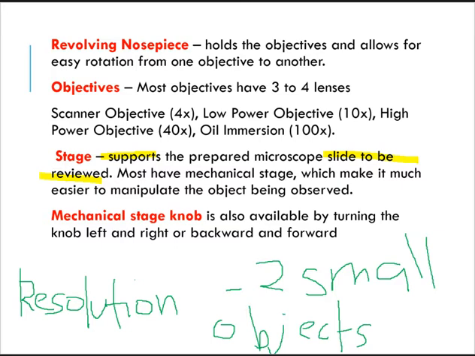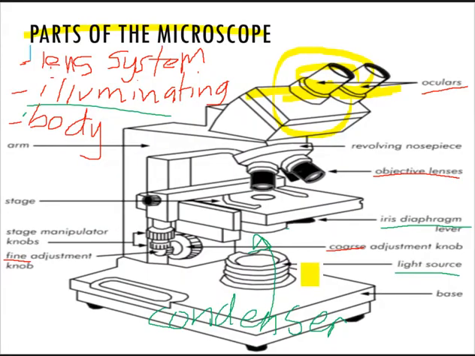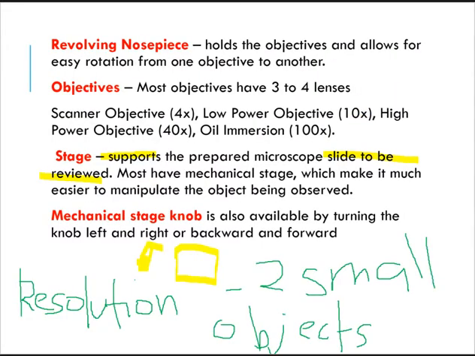So this is usually like this. Yes, this one: stage manipulator knobs. Backward, forward, left and right. Up and down is for your adjustment knobs. I'm very sorry about that. Please don't get confused.